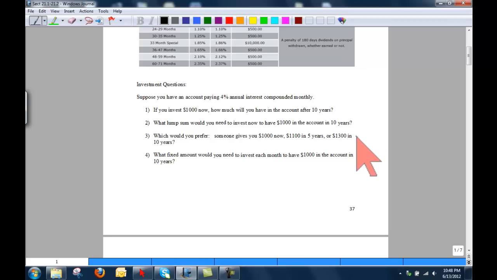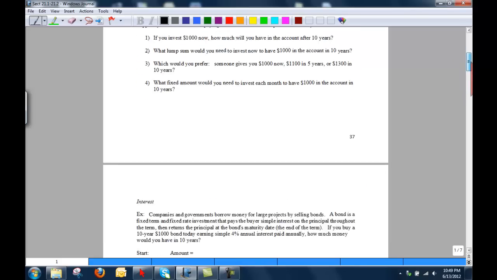Or just a multiple choice, how's your intuition type of question. Which would you rather have? Somebody give you $1,000 now, $1,100 in 5 years, or $1,300 in 10 years from now? Question number 4 is perhaps the most realistic of the 4 questions. We'll postpone that until the next lecture. But let's look at the mathematics behind questions 1, 2, and 3.